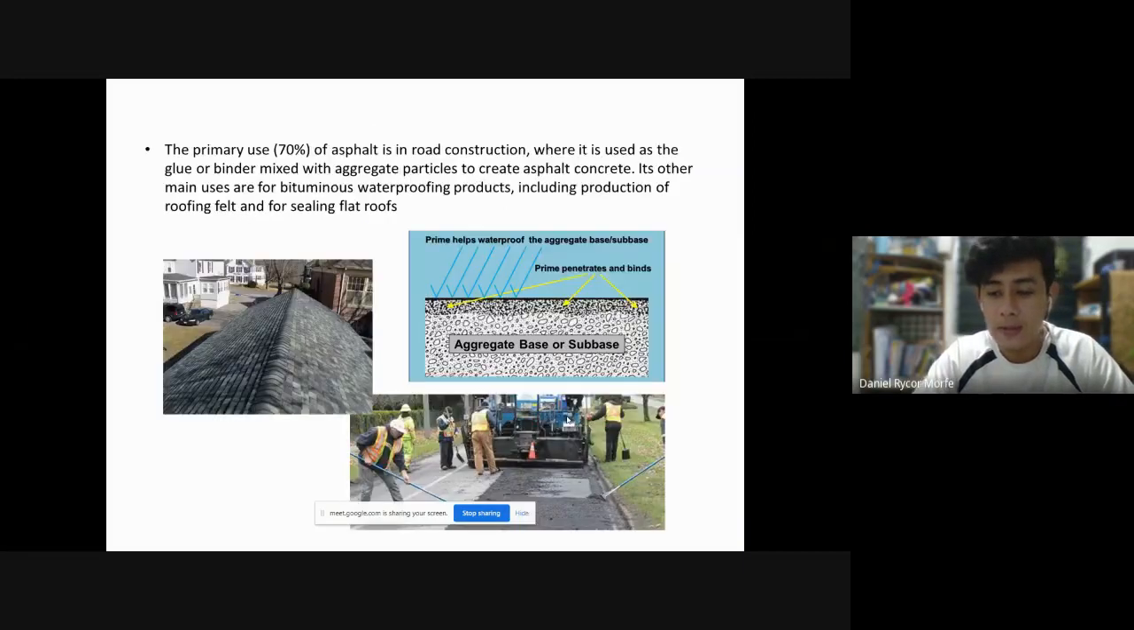Its primary use is for road construction and it comprises 70% of it because roads are long. So, grabe kayong usage ng asphalt kay imagine ang roads kay mo range from how many kilometers, so madali na to understand. Also, it is used for bituminous waterproofing products, including production of roofing felt and for sealing flat roofs. As you can see here, it penetrates and binds the asphalt.